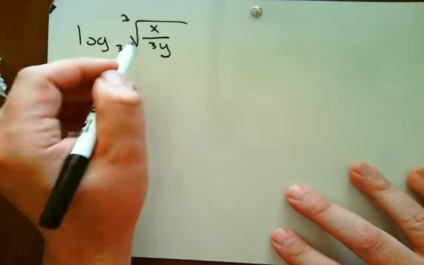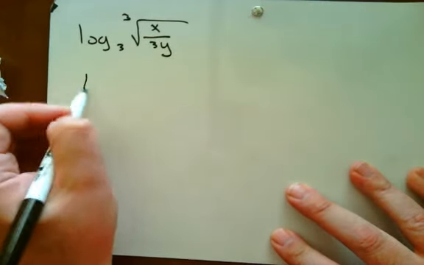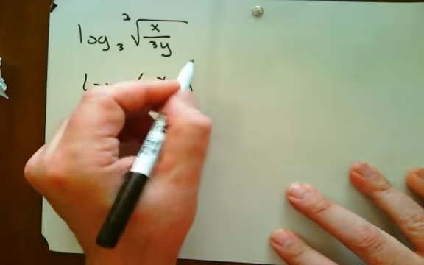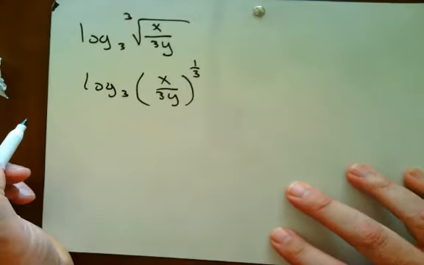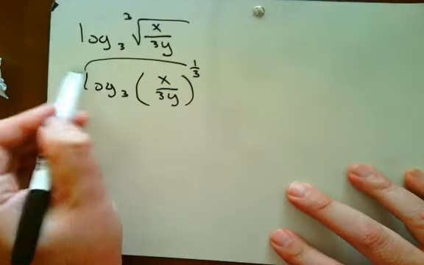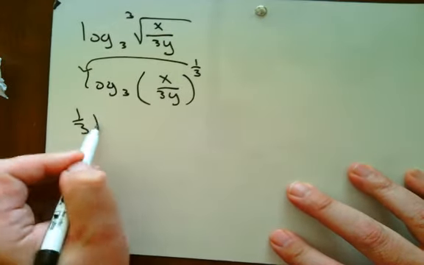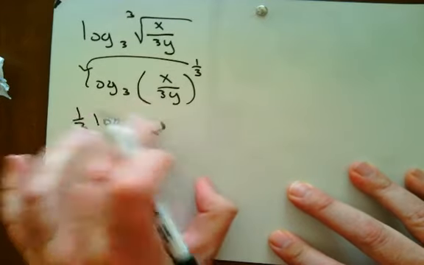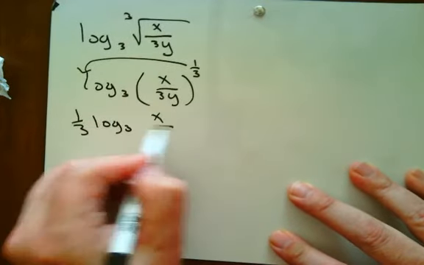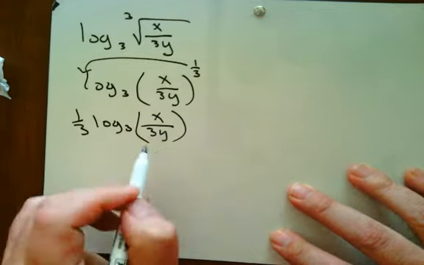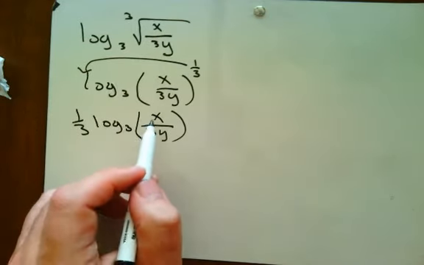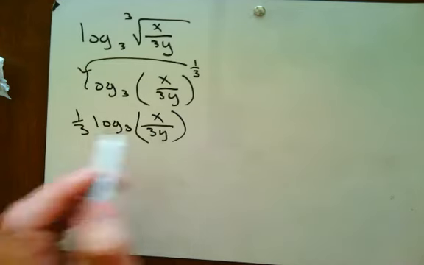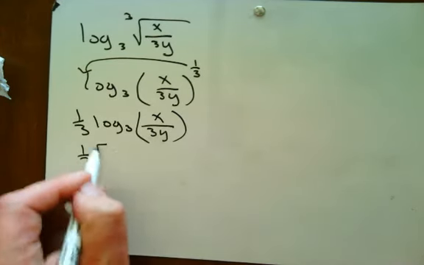Okay, the next one I want to look at is log base 3 of cube root of x over 3y. Okay, there's a lot going on here. And I think it may be useful to rewrite that cube root as an exponential. Log base 3 of x over 3y to the 1/3 power. This allows me to use that power rule and bring that 1/3 down in front.